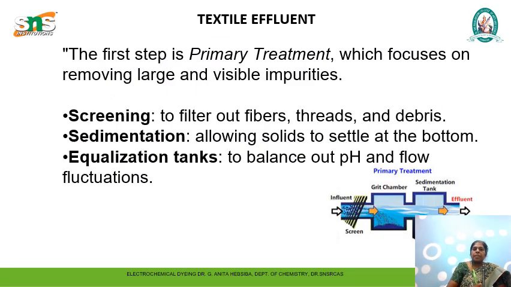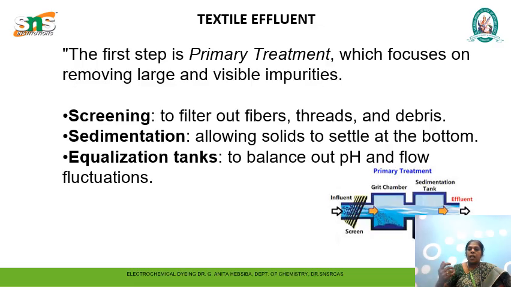The first step is the primary treatment, which focuses on removing large and visible impurities. The first method is screening. It is similar to filtering, right? You have large filters, which we call grit chambers, and the size of the mesh in the screen varies. Accordingly, different sizes of impurities are removed. The screening will help us to remove fibers, threads, debris, leafy particles, woody particles, etc.